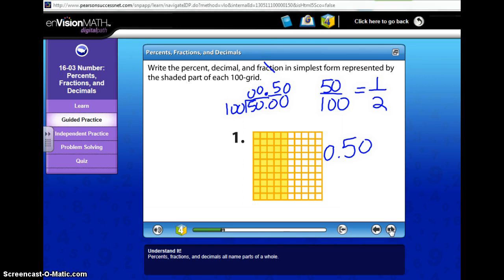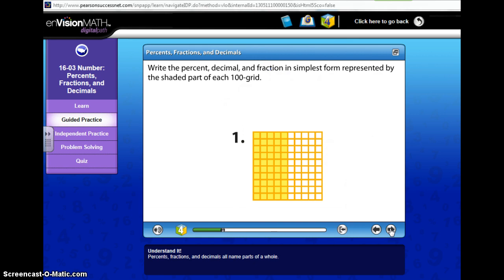0.50. Now how would we write that as a percent? Natasha? 50, it's 50%. So most of the time today, you guys, you aren't going to need to do this because you're going to be able to do it in your head. Moving on to the next example.